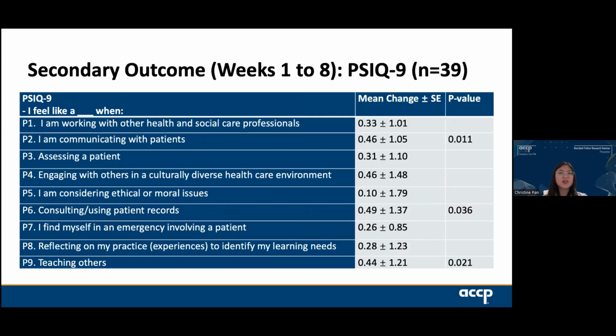Then looking at secondary outcomes, we're looking at 39 students, and these 39 students are the ones who only answered the questionnaires at weeks 1 and 8. For the PSIQ-9 survey, the statistically significant increases in score from weeks 1 to 8 include question 2, communicating with patients, question 6, consulting or using patient records, and also question 9, which is about teaching others.